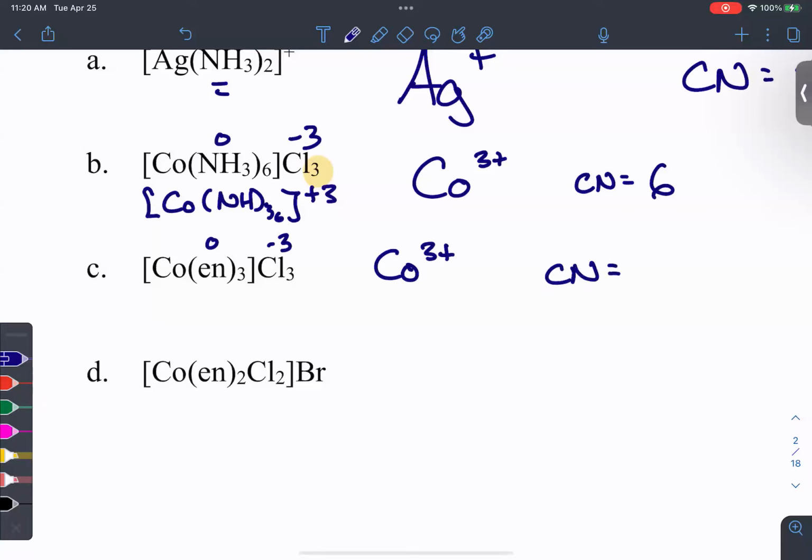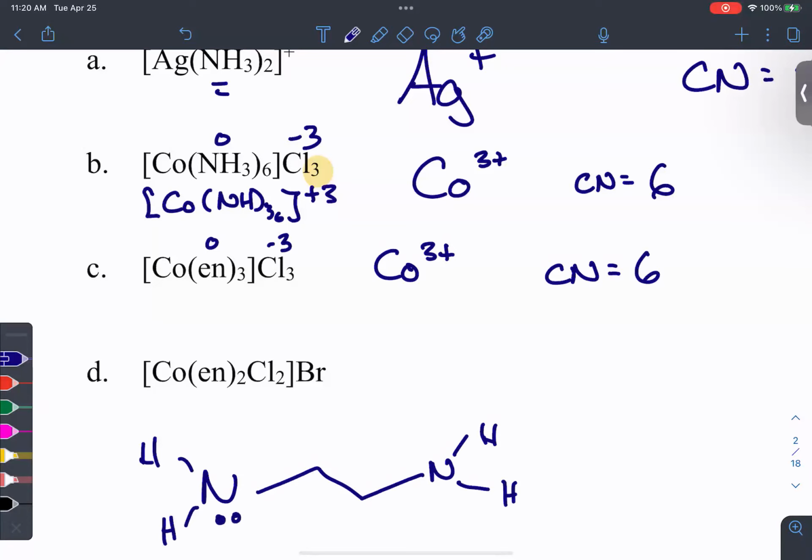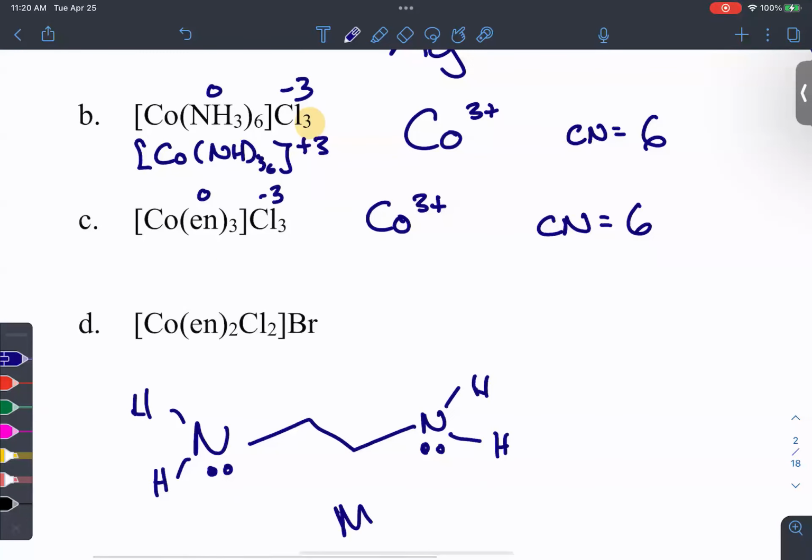What is the coordination number here? Is it 3? No, it is also 6. So cobalt en, ethylene diamine, is again 2 ammonias tethered together. I'll draw it. I think it looks like this, all right? 2 hydrogens, okay, with a lone pair. Each of those lone pairs can make a coordinate covalent bond to that metal. So 1 ethylene diamine bonds twice.